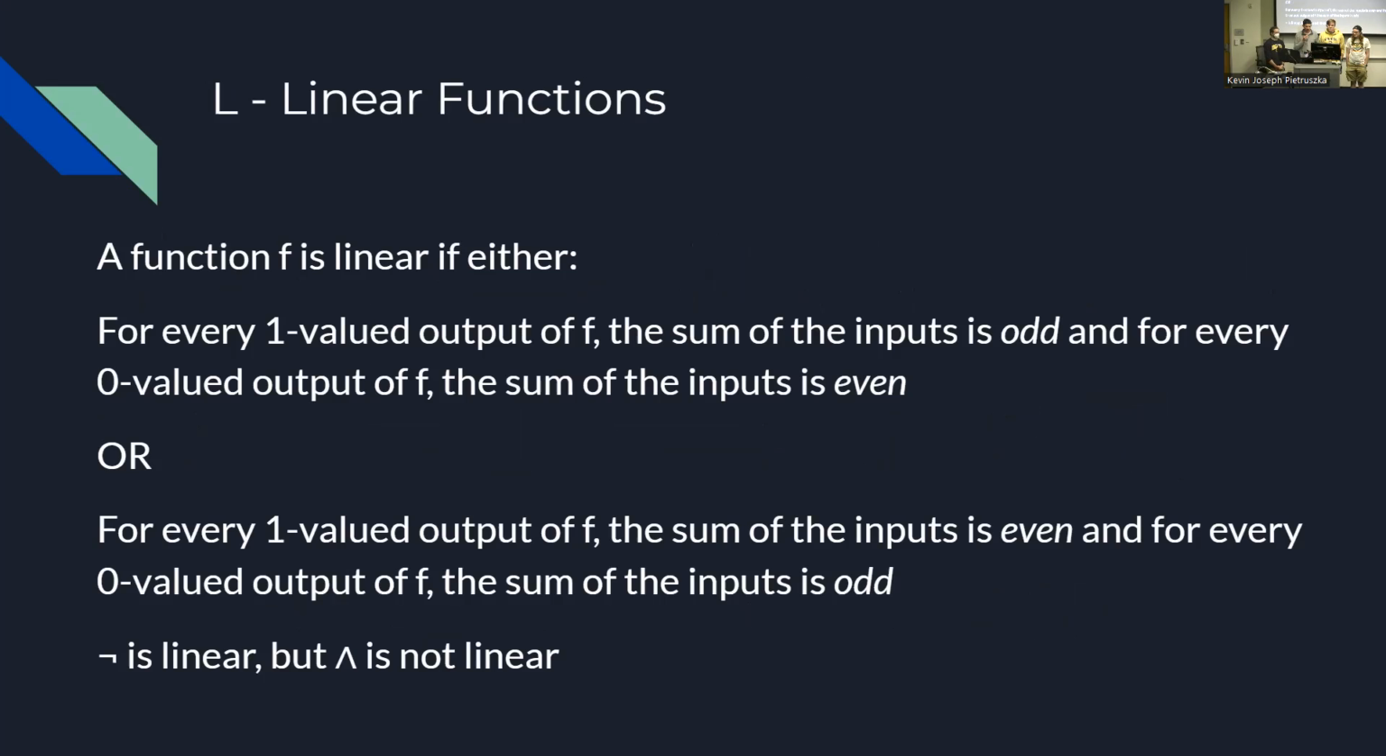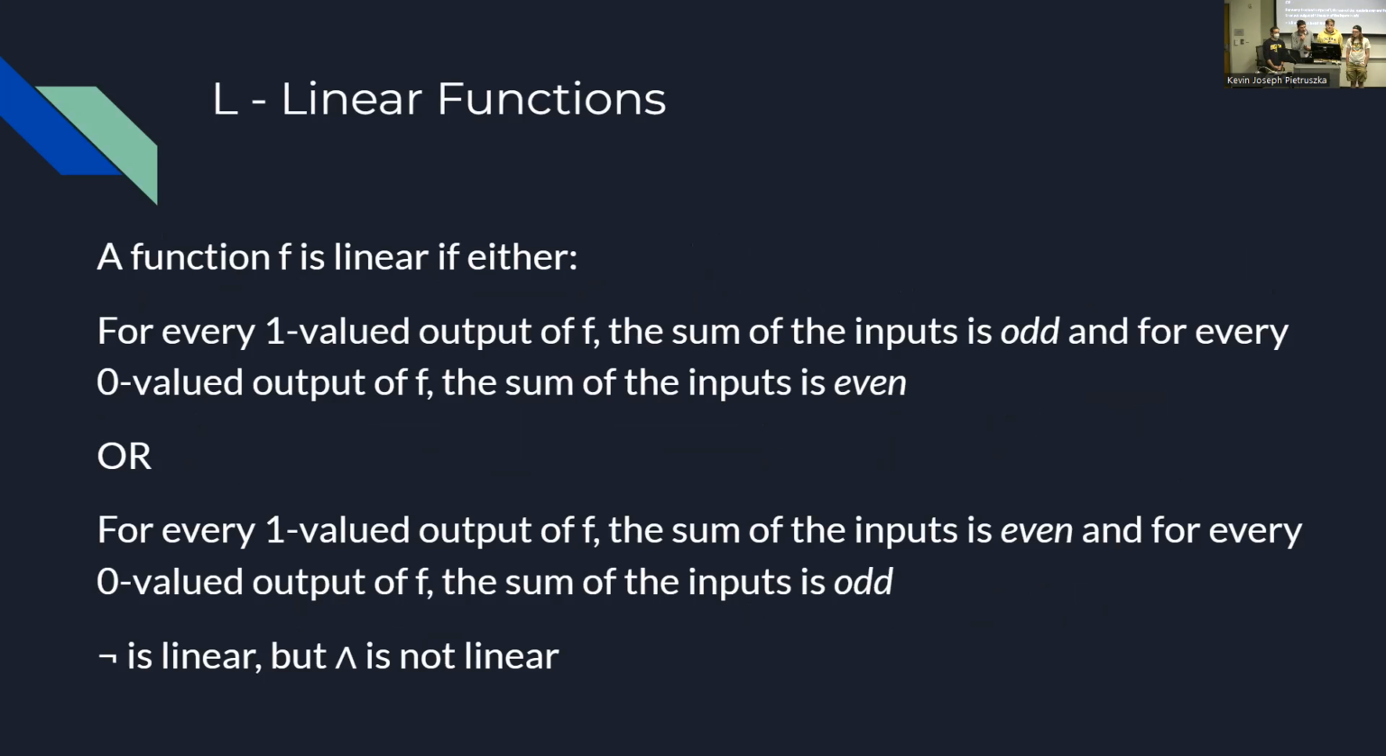Now we can discuss L, the set of linear functions. A function L is linear if it satisfies one of 2 different conditions. The first condition is that for every 1 valued output of F, the sum of the inputs is odd, and for every 0 valued output of F, the sum of the inputs is even.